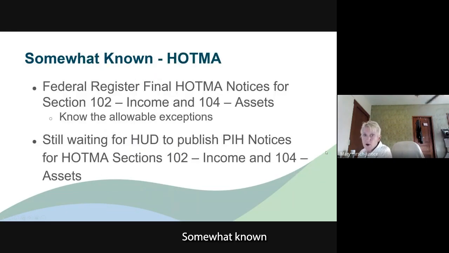All right. Somewhat known is the fact that, yes, we have a final ruling on Section 102 income and Section 104 for assets, but we still haven't seen the PIH notice for these. I was at an NAHRO conference 2.5 weeks ago, and that was supposed to be something that was going to be published shortly. As of this morning, it still hasn't been published. So certainly be looking for PIH notices coming out on these two sections of HOTMA.